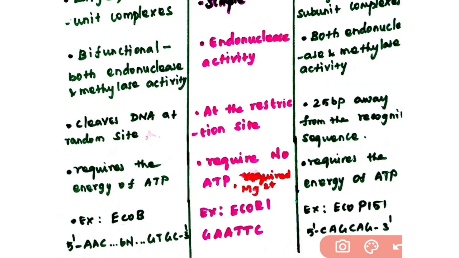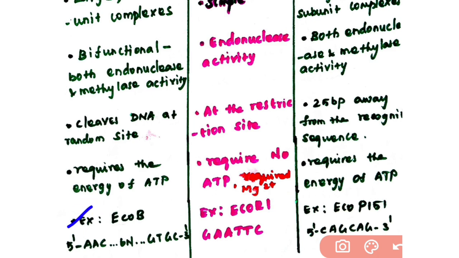Then this type 1 restriction enzyme requires the energy of ATP for cleaving the DNA. But this type 2 restriction enzyme requires no energy of ATP. It requires only Mg2+ for its cleavage process. Type 3 restriction enzyme also requires energy of ATP.